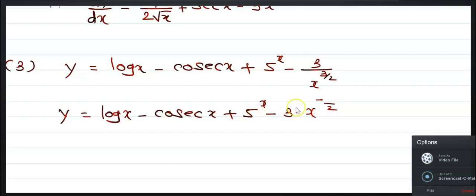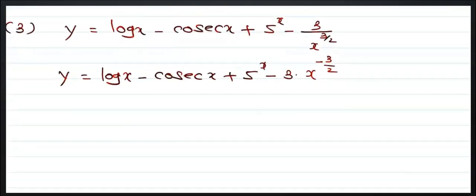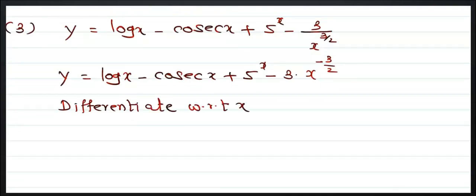And now to find out the derivative of 3 upon x raised to 3 by 2, every time we have to bring the variable to the numerator. Therefore x raised to minus 3 by 2. Now see this. Therefore dy by dx, differentiate with respect to x, this we will write every time.